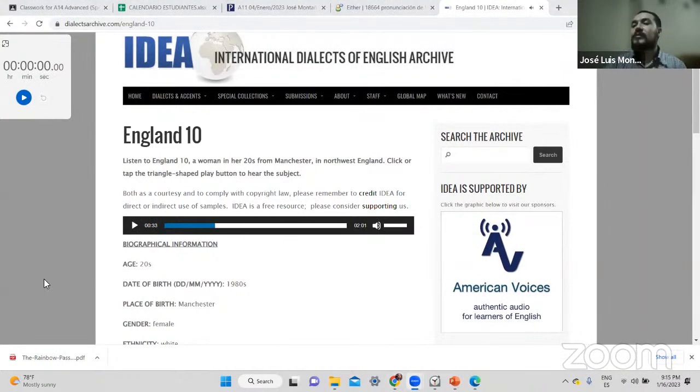All right, so what do you say, Miguel? What do you notice that is different between this reader and the one that we got from the United States, from Illinois?